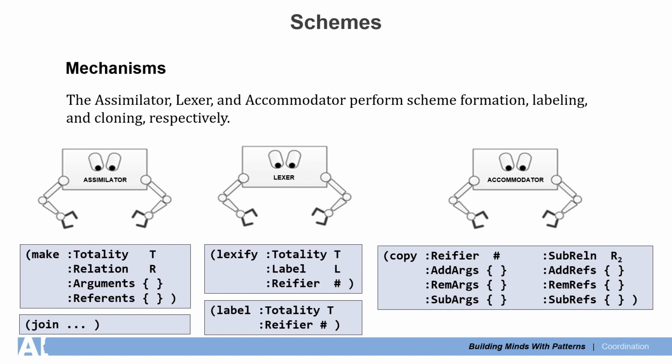If a reifier is not provided in the request, lexify will return the associated reifier for the label, and if none exists, it will request a new scheme for the reifier from the assimilator. The label request retrieves the label of a reifier. The copy request duplicates a scheme with edits.